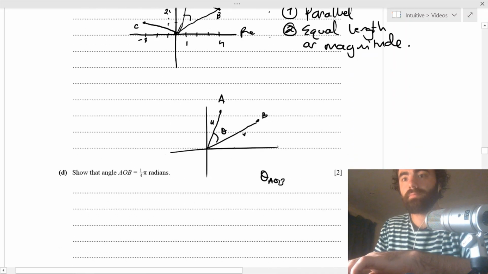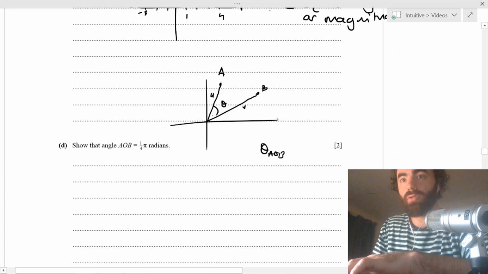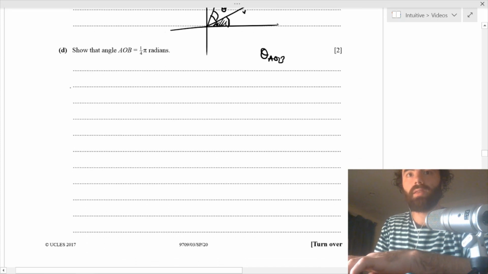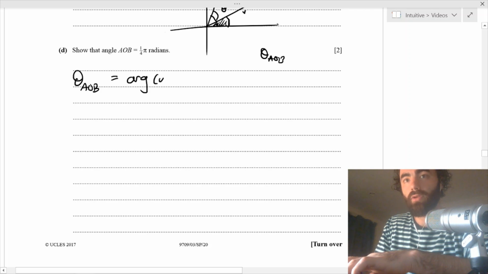And this is actually equal to the argument of A, which is that angle, minus the argument of B. If you just look at this on the diagram, the argument of A is the angle between the complex number U and the positive real axis, and the argument of B is this part here, and the argument of A is this whole thing. So you can say that theta AOB is equal to the argument of U minus the argument of V, and you can just see that from the diagram.